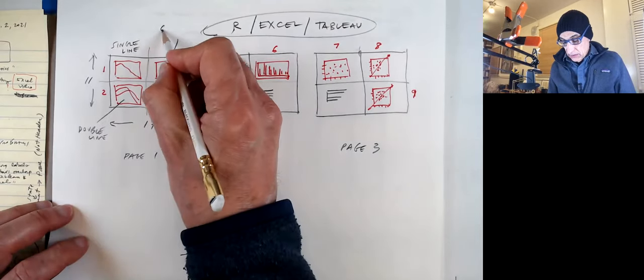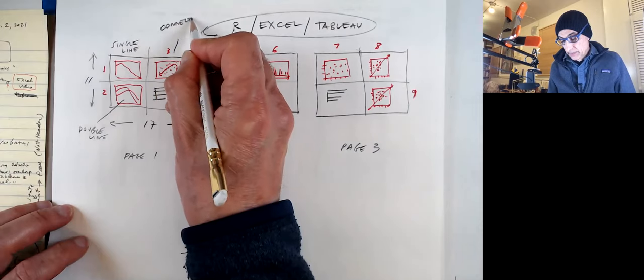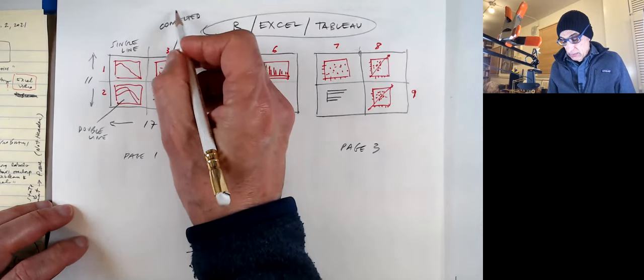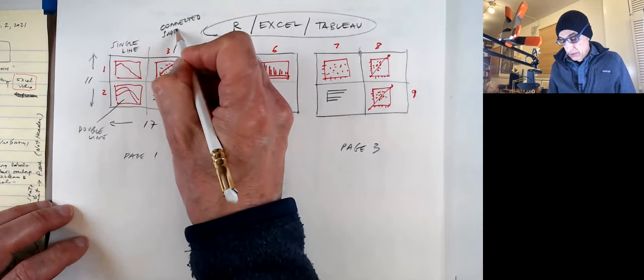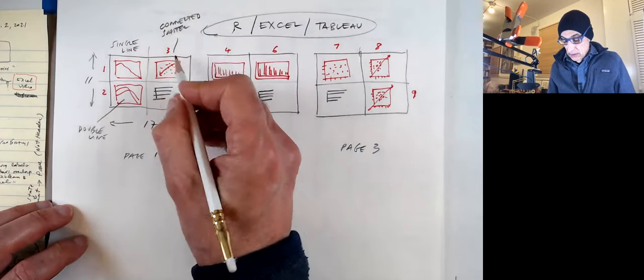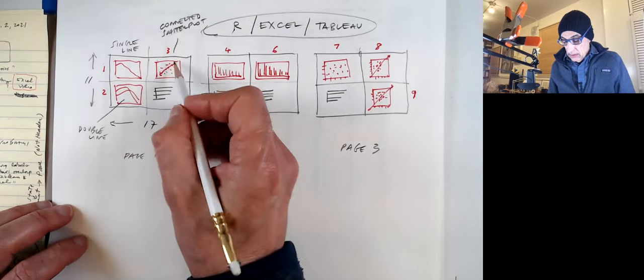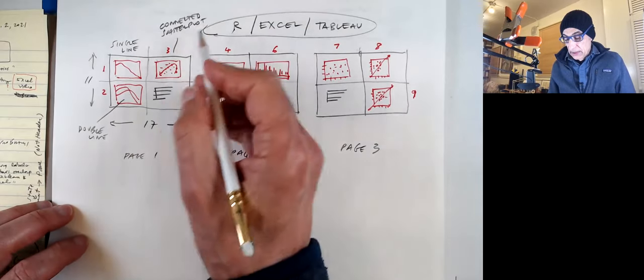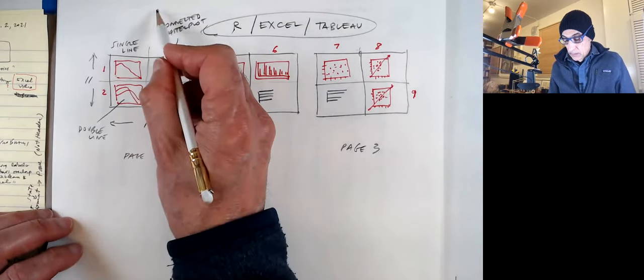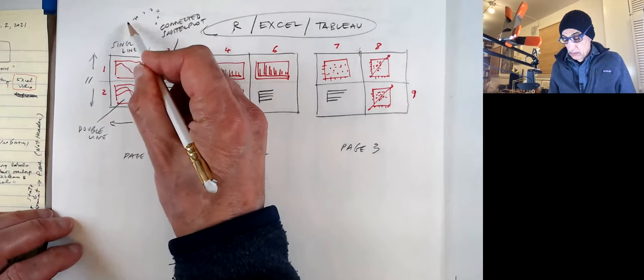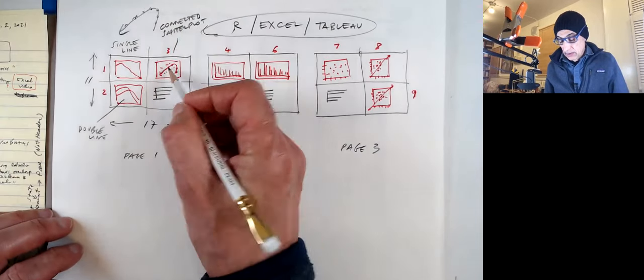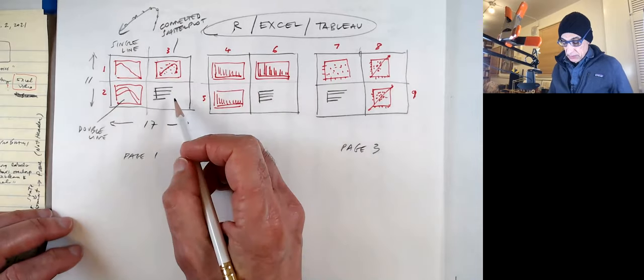And then this is a connected scatter plot. And it looks like a line, but it's really a scatter plot. So it's a little bit of an odd man out here in that it's a series of dots connected with the line. Okay, and I'll give more details about that.